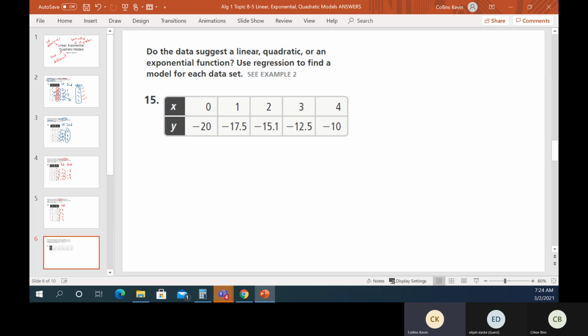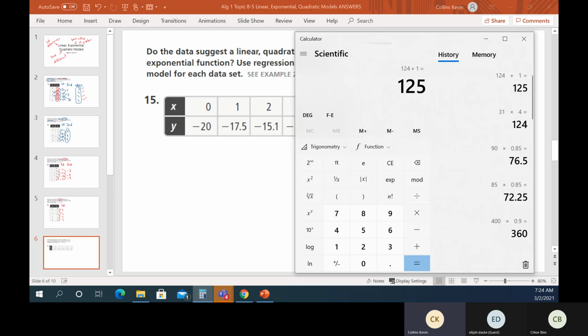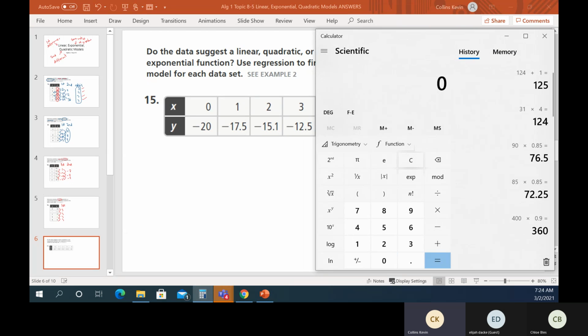Okay, so same thing here. So this says, do the data suggest linear, quadratic, or exponential function? Okay, so we can look at this and say, well, this is probably not going to be perfect, but it's probably going to be close. So let's look at this. Probably need a calculator for this one. Bring him into the scene here. All right, clear it out.